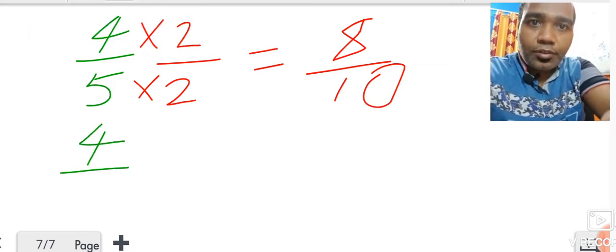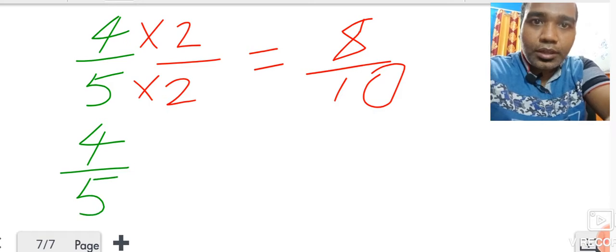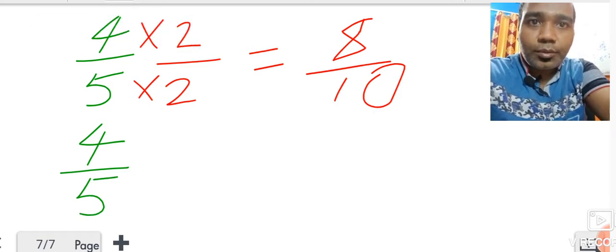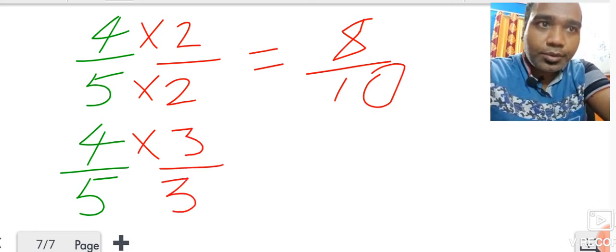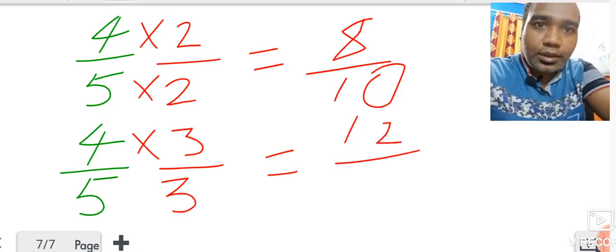Second equivalent fraction of 4 by 5. How much will we get? Again the same thing. What do you have to do? You have to multiply the same number in the numerator and denominator. In the numerator 3, then in the denominator also we have to multiply 3. So how much will we get? 4 into 3, 12. And 5 into 3, 15.